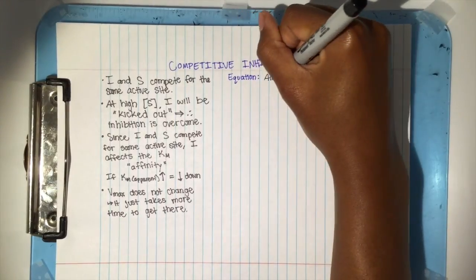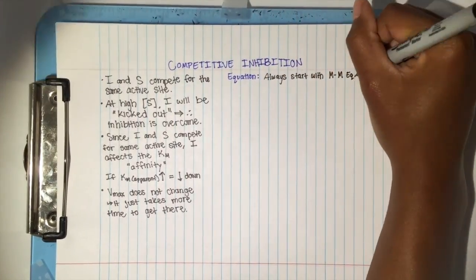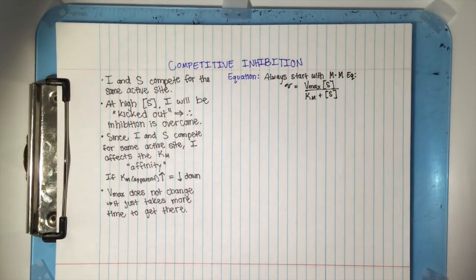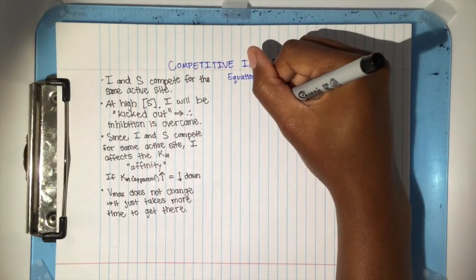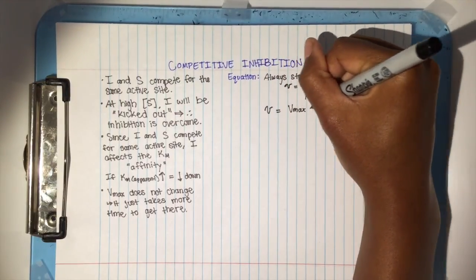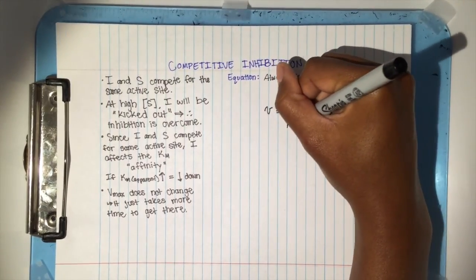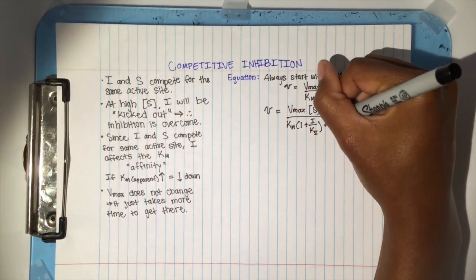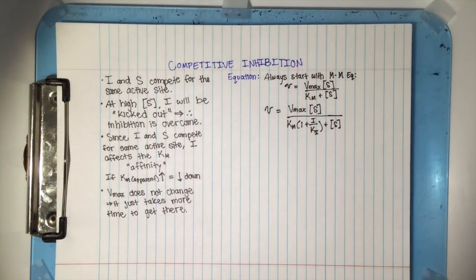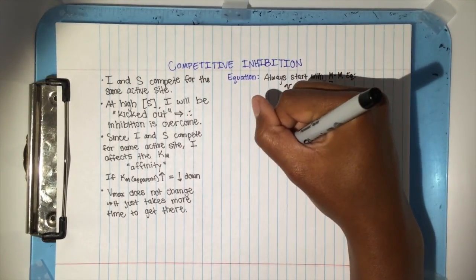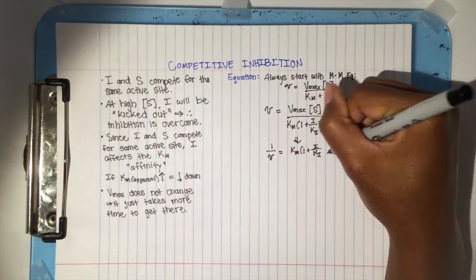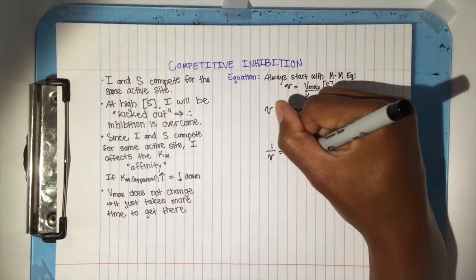Now we're going to go over the equation. Remember that we always start with the Michaelis-Menten equation, V equals Vmax times S all over Km plus substrate concentration. Now we're going to take into account the fact that Km changes by a factor of 1 plus I over Ki when we're rewriting our Michaelis-Menten equation. To get this equation in the Lineweaver-Burk form, we're going to take the inverse of V by doing the reciprocal, 1 over V.